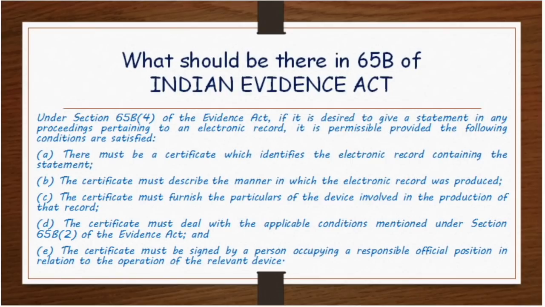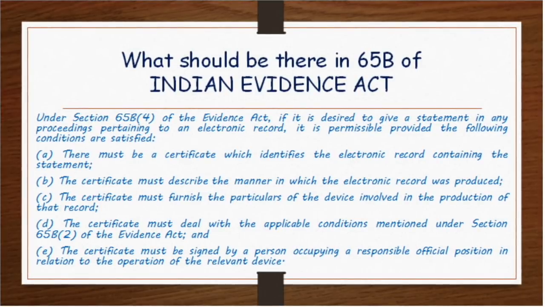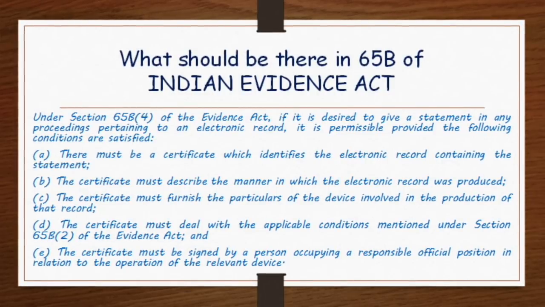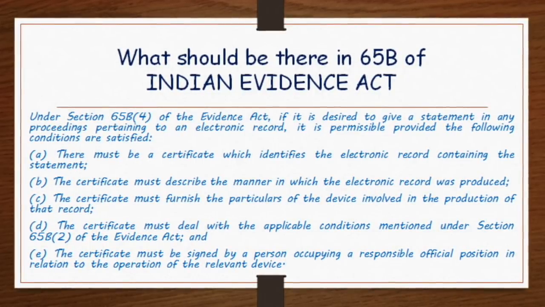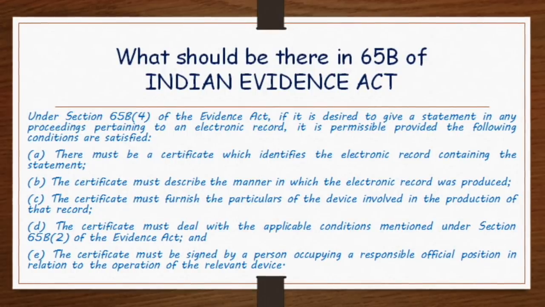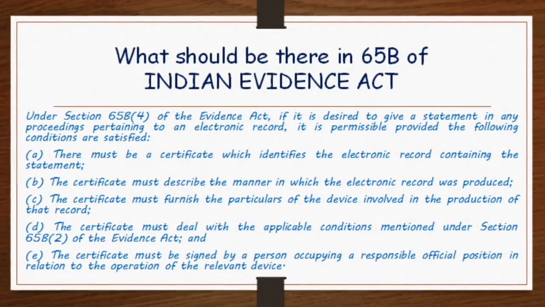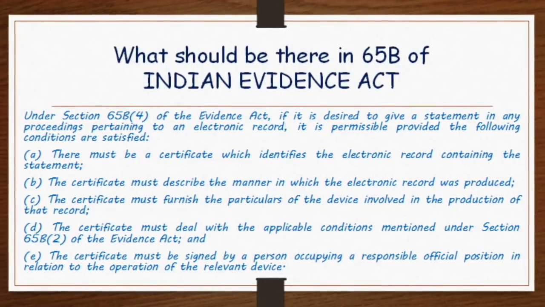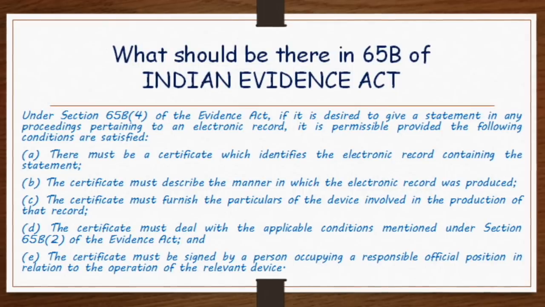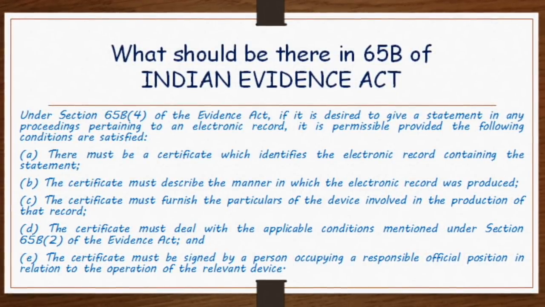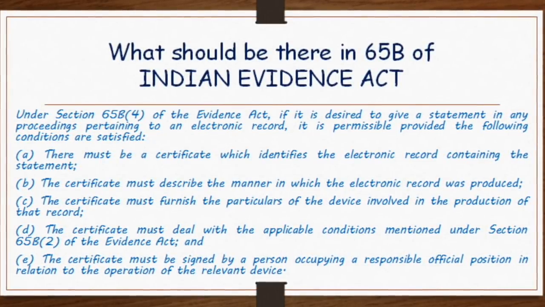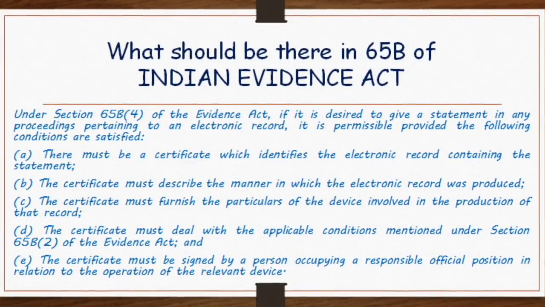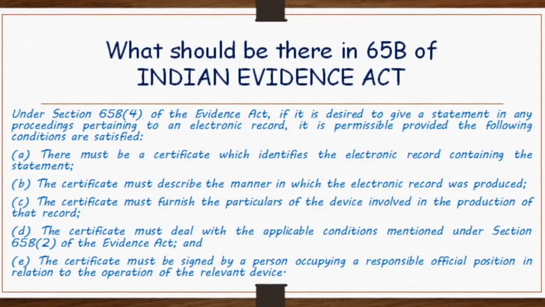So then, what should be there in a statement under section 65B of the Indian Evidence Act? As per the Bivas Judgment, the requirement of section 65B is specifically laid down. Under section 65B, if it is desired to give a statement in any proceedings pertaining to an electronic record, it is permissible provided the following conditions are satisfied. Number 1, a small a, there must be a certificate which identifies the electronic record containing the statements.